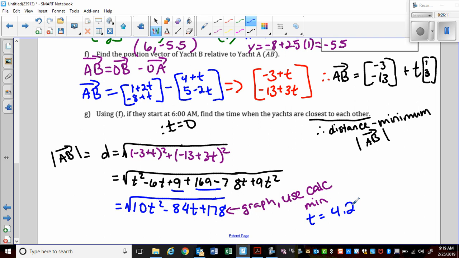In order to find out how many minutes 0.2 is, we know this is 4 hours, but we're going to have to multiply 0.2 by 60. What is 0.2 times 60? I think that is 12 minutes. Okay, therefore we know that it's at 4 hours and 12 minutes after it starts at 6 o'clock. So 6 plus 4 is going to be about 10:12 a.m. That's it.